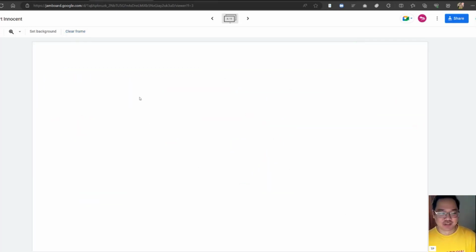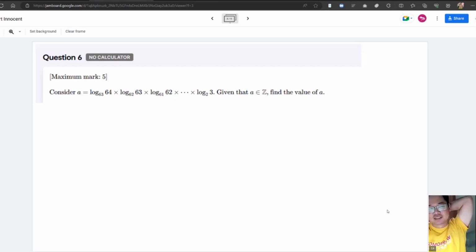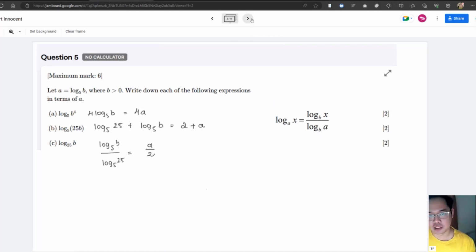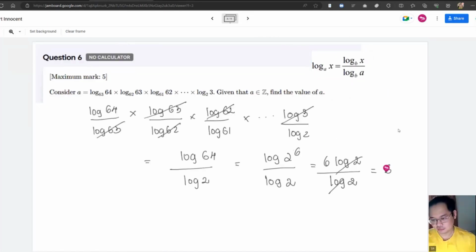Okay, so please do it again. Again, the key is the change of base formula here. You got it very quickly. Well done. So A is 6.